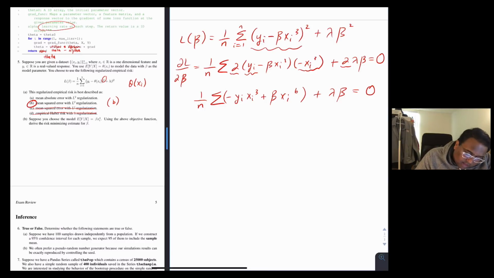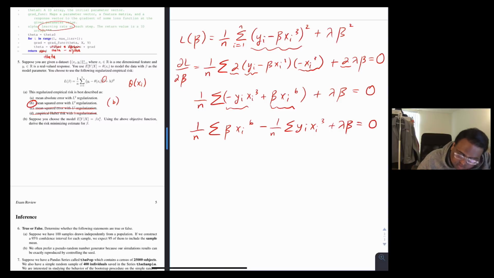Okay, and so now I can separate this into 2 separate sums. So I have 1 over n times the sum of beta xi to the 6 minus 1 over n times the sum of yi xi cubed plus lambda beta is equal to 0. And so what we'll do is separate the terms with beta to be on the left side, without beta to be on the right-hand side. I can also pull out the beta from this first sum, because beta is just a constant. So I can put the beta out here.